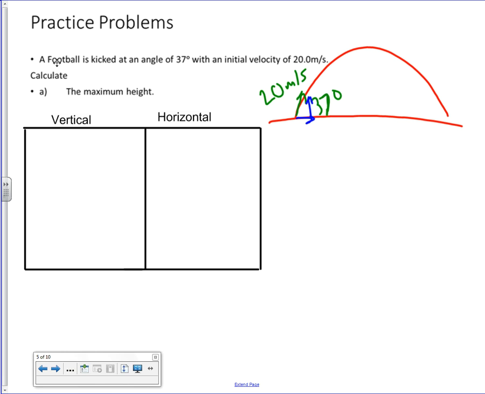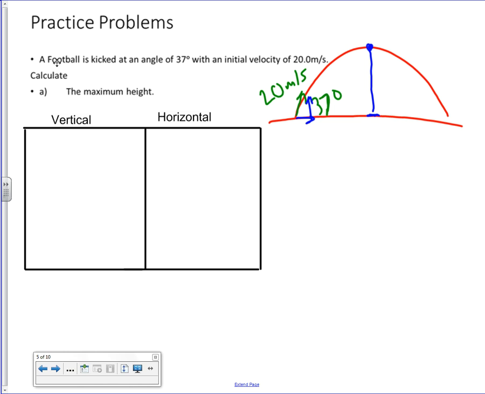So we're looking for the maximum height. Okay, so to me, maximum height means maximum height. So where is it? At the top of the arc. And we're looking at the top of the arc right here. So that's just the distance from the ground up here. So now we're just dealing with vertical components, because I just want to know the maximum height. So that's a change from the ground up to the top.